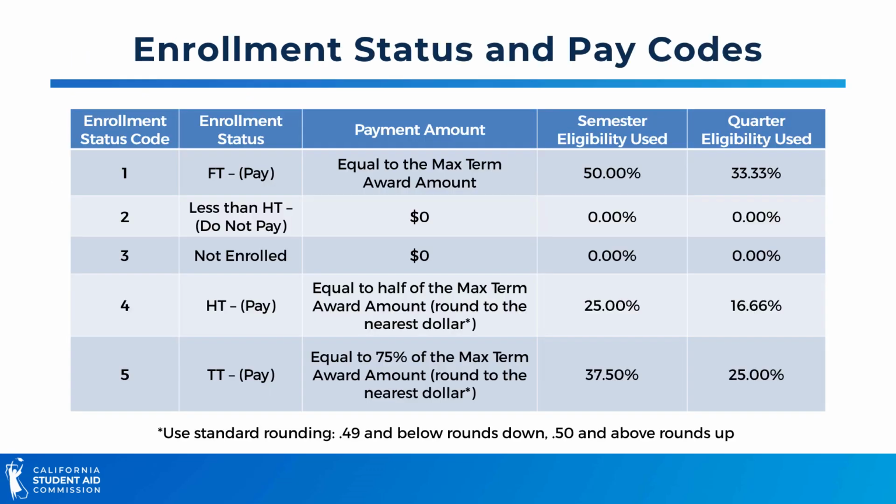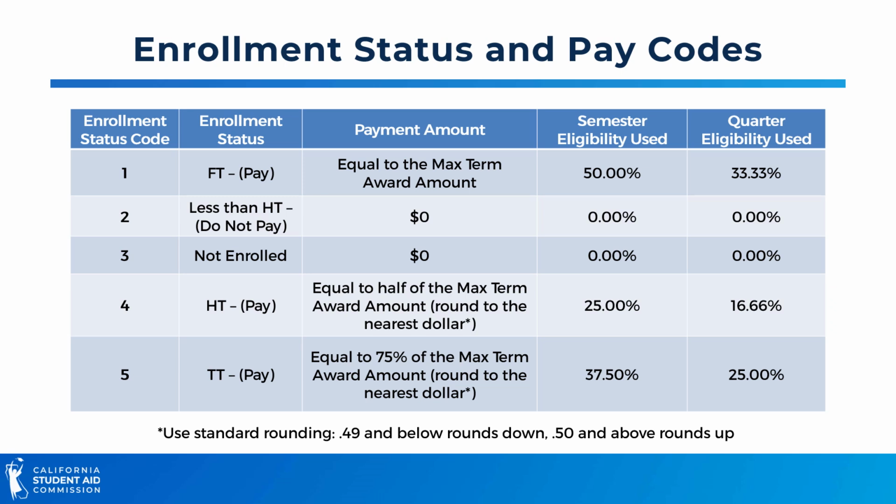Here is a breakdown of MCS enrollment statuses and their respective status codes. An enrollment status code of 1 indicates the student is full-time and eligible for a payment amount equal to the max term award amount. A full-time payment would result in 50% lifetime eligibility used for a semester term and 33.33% lifetime eligibility used for a quarter term.